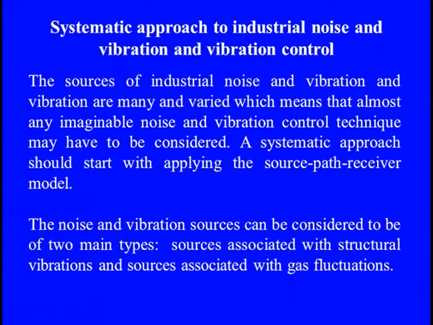The sources of industrial noise and vibrations are, as we discussed, a variety of features. When we try to consider those things, there are two main types. One, the sources which are associated with structural vibrations, because when they are associated with structural vibration, there is a clear transmission path, as rigid body connections are there, and we can get very speedy transmission to the receiver end.